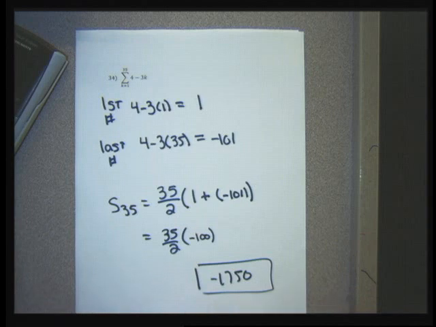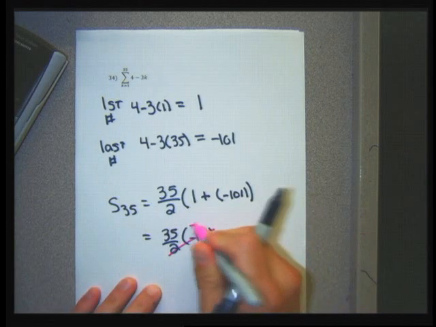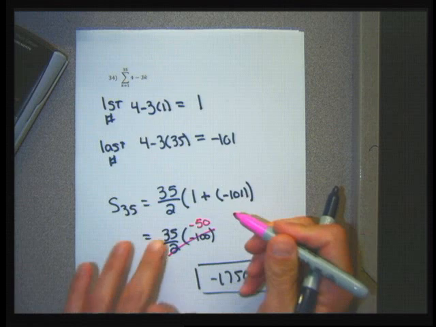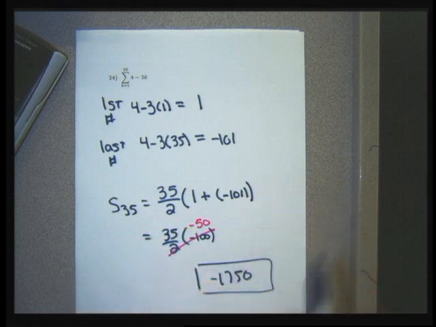If you were doing it without a calculator, I'd cancel the 2 with the 100. The 100 would become 50, so you'd have negative 50. You'd multiply 35 times negative 50 and get negative 1750.